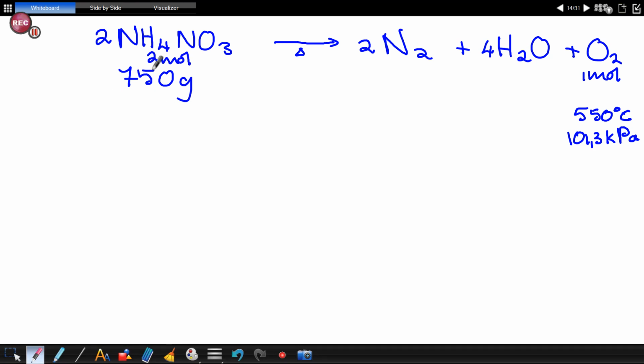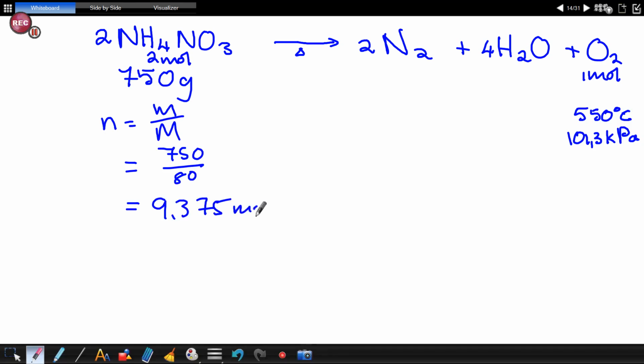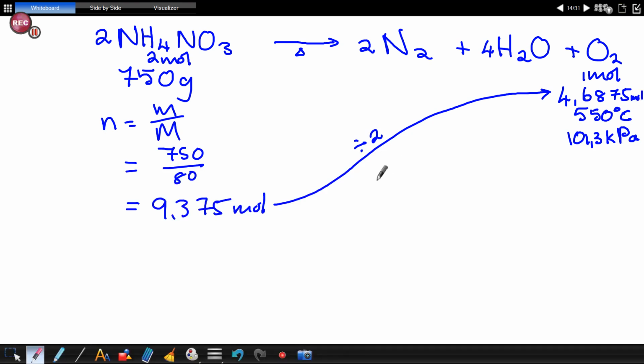So first of all, I need to change this into moles. That's 750 over 80, which is 9.375 moles. Now the ratio between the ammonium nitrate and the oxygen is 2 to 1. So I need to divide by 2. So it's 4.6875 moles.